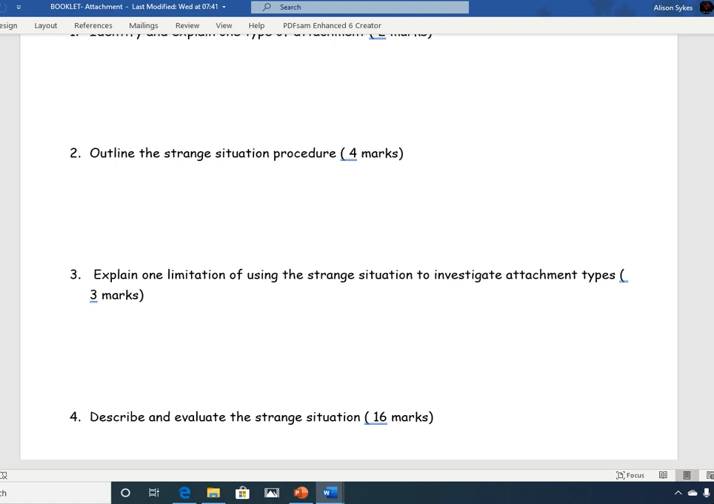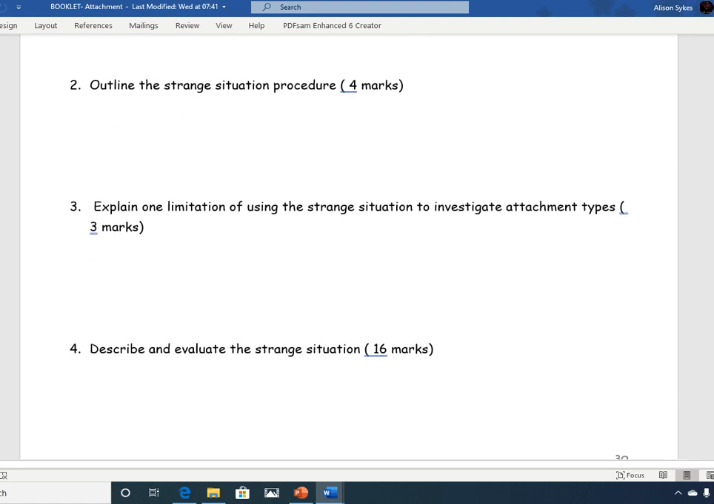It's culturally biased because it only looks at a Western perspective of attachments. Mary Ainsworth was a researcher from Canada and therefore looked at attachment types from her perspective. This is culturally biased and therefore doesn't tell us anything about attachment types in other cultures, for example in Japan, and that's something we're going to look at.